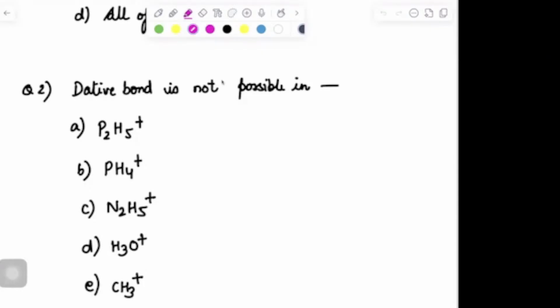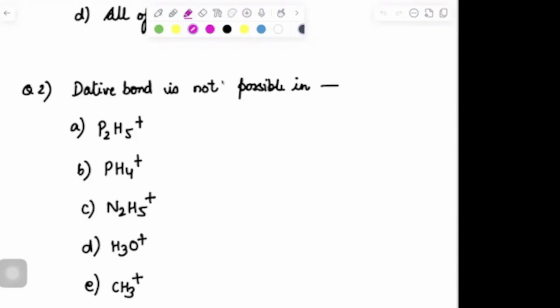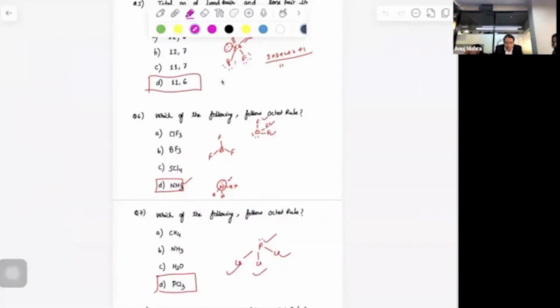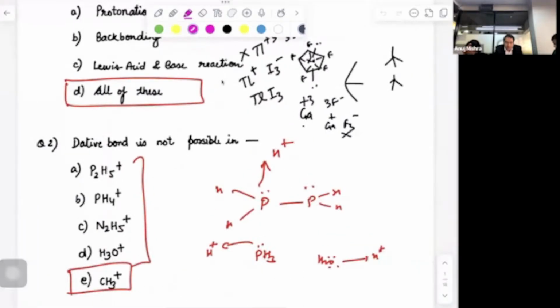Sir, I'm getting E. How? Because a carbon doesn't have a lone pair. That's the right answer. Very good. Correct answer is E. First question your answer is D. Second question your answer is E. Because in all other cases dative bond is possible.